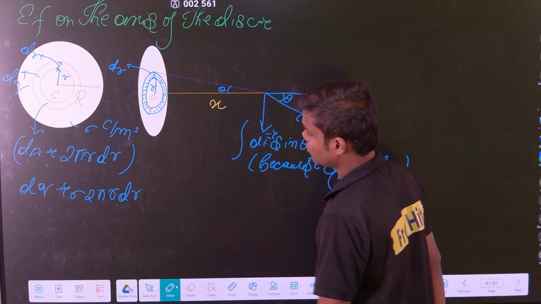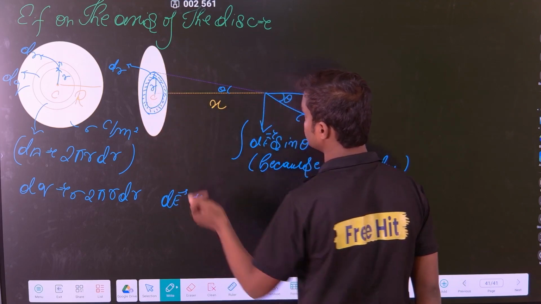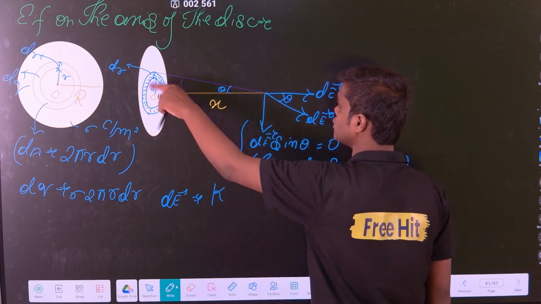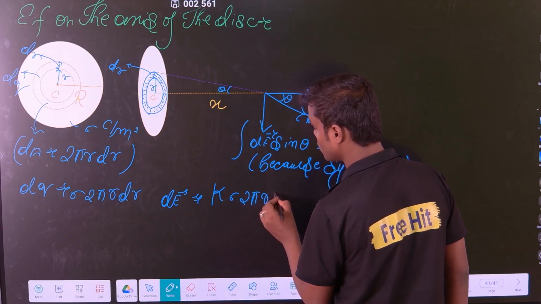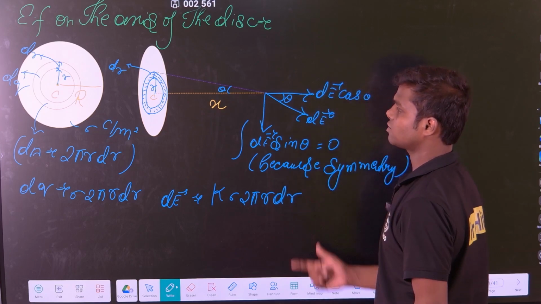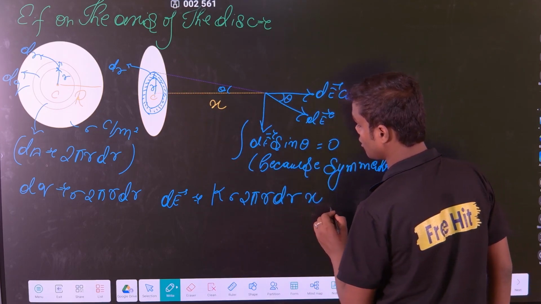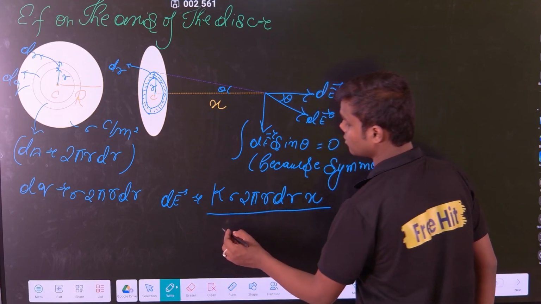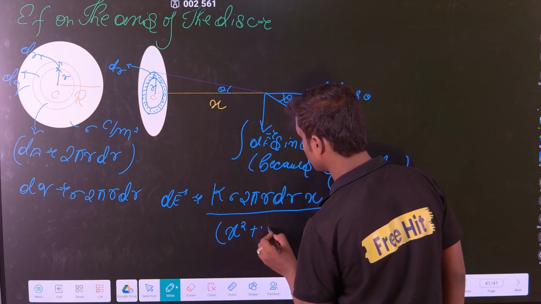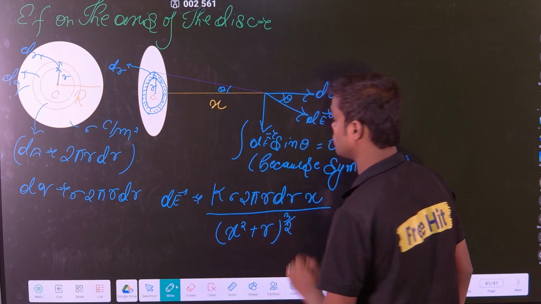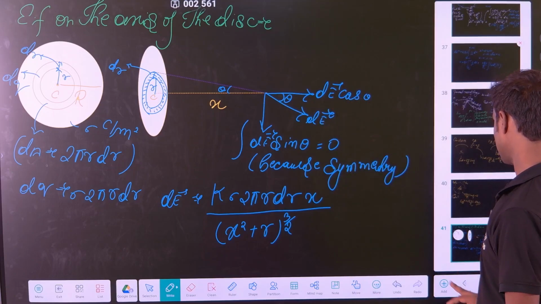So what is my dE? It is the electric field due to the small ring: K Q x upon (R square plus x square) to the power 3 by 2, where Q is the charge on the ring, x is the distance of the ring from the point, and R is the radius of the ring. That is my dE. Now you have to put it here and integrate. Clear?